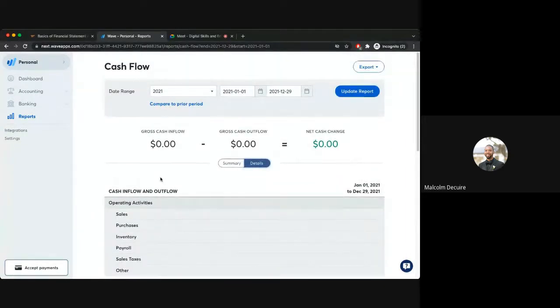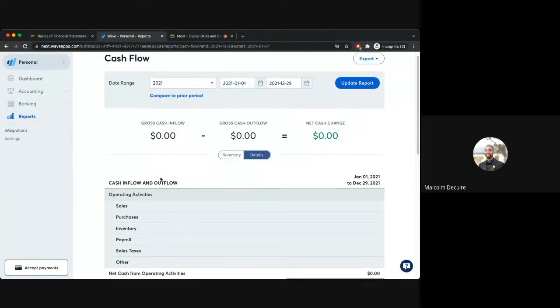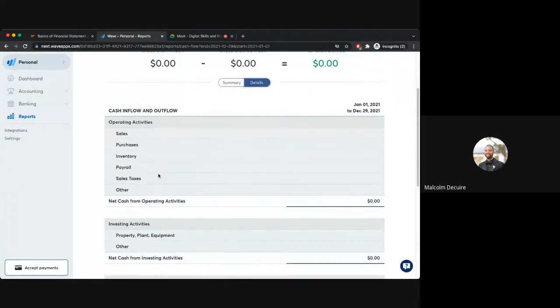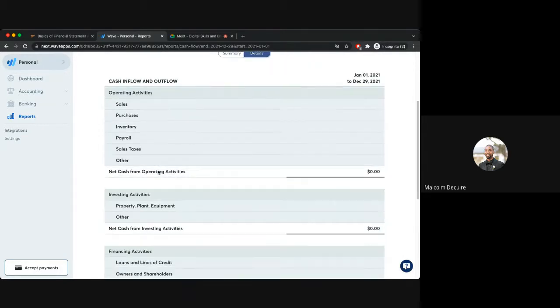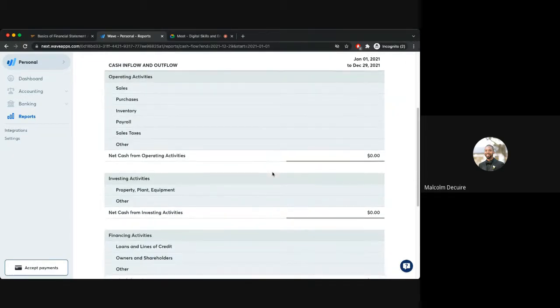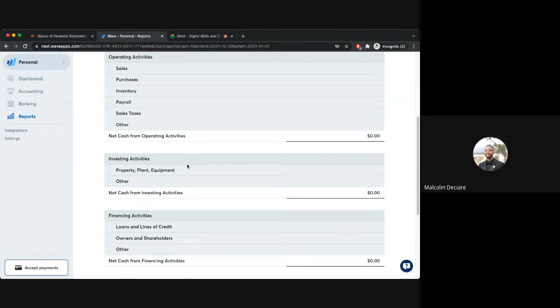So let's play pretend. If this was Satoshi's Wave portal or his account, it would have sales from hoodies. It would have purchases. Maybe he bought some packaging to ship the hoodies in. Then there's inventory, so the actual physical hoodies themselves. Payroll. There's somebody in his garage packing up the actual hoodies into the boxes. And then sales tax, because he's selling not just in California but in other states. Wham! Cash flow from operating activities.